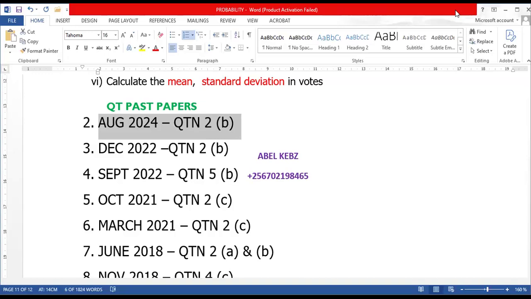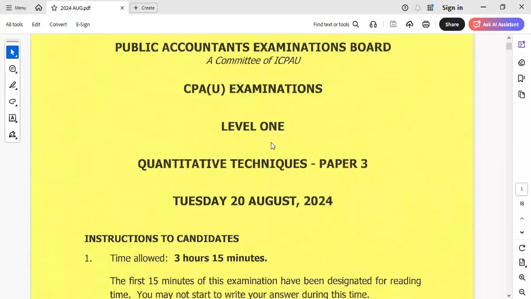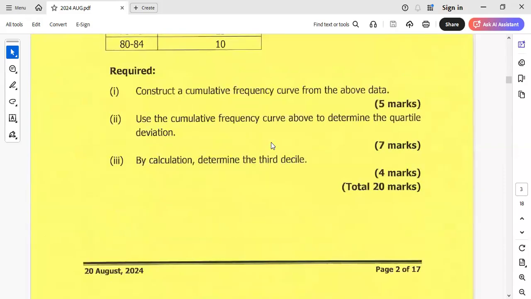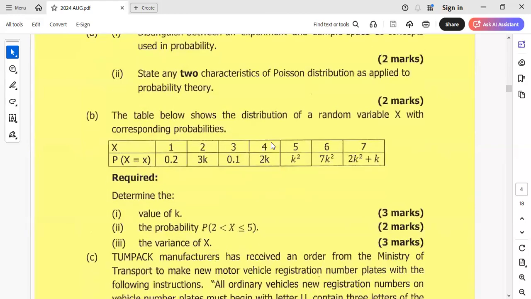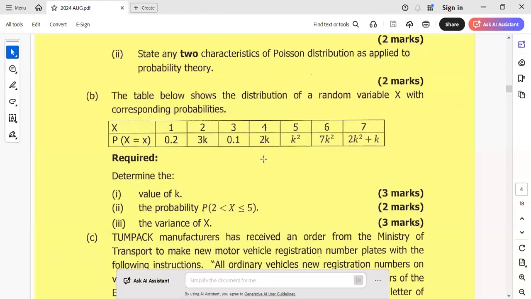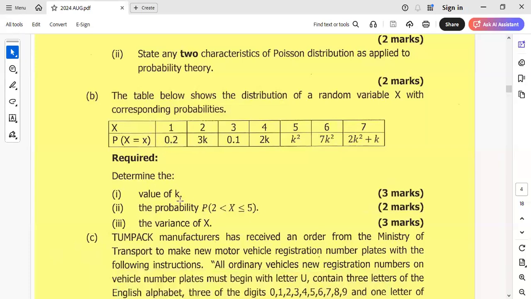August 2024. So when you look at this, now you see how these things are easy. Like for you, you say I can't do probability, but you reach an exam and find that you have these marks. So let's see. Can you do this? How do you get k?